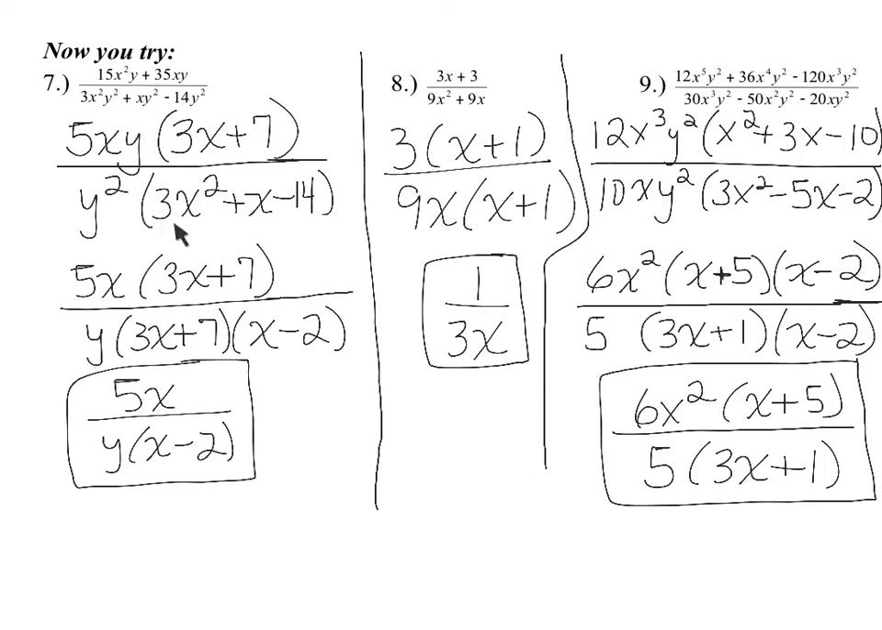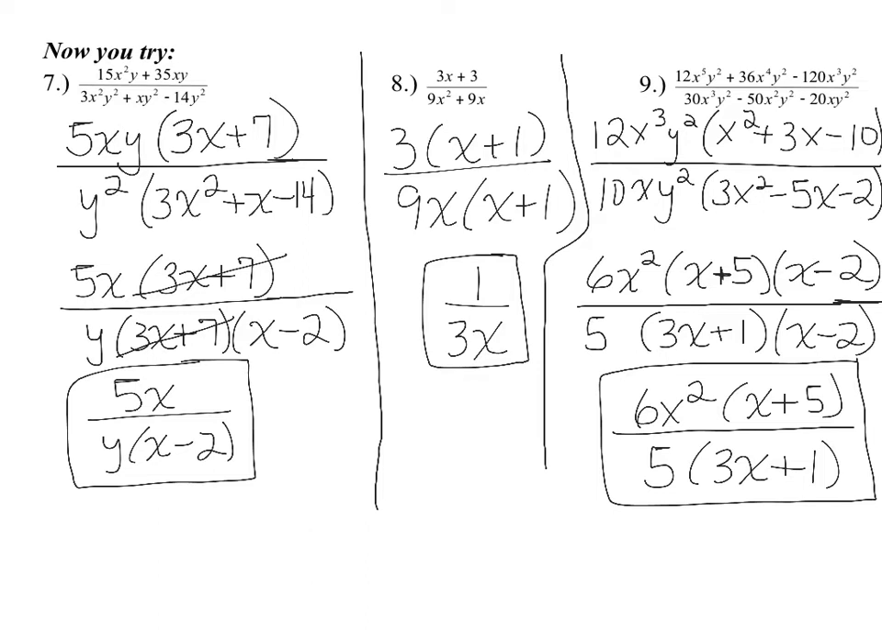Then when I went to factor this bottom part, because we already have this 3x plus 7 up here, I guessed that when I broke up negative 14, the 7 was going to go with the 3. So I tried that, and naturally I checked my inners and my outers, and found that I did get x. Then you cross off your common factors here, and then you're left with 5x over y times x minus 2.